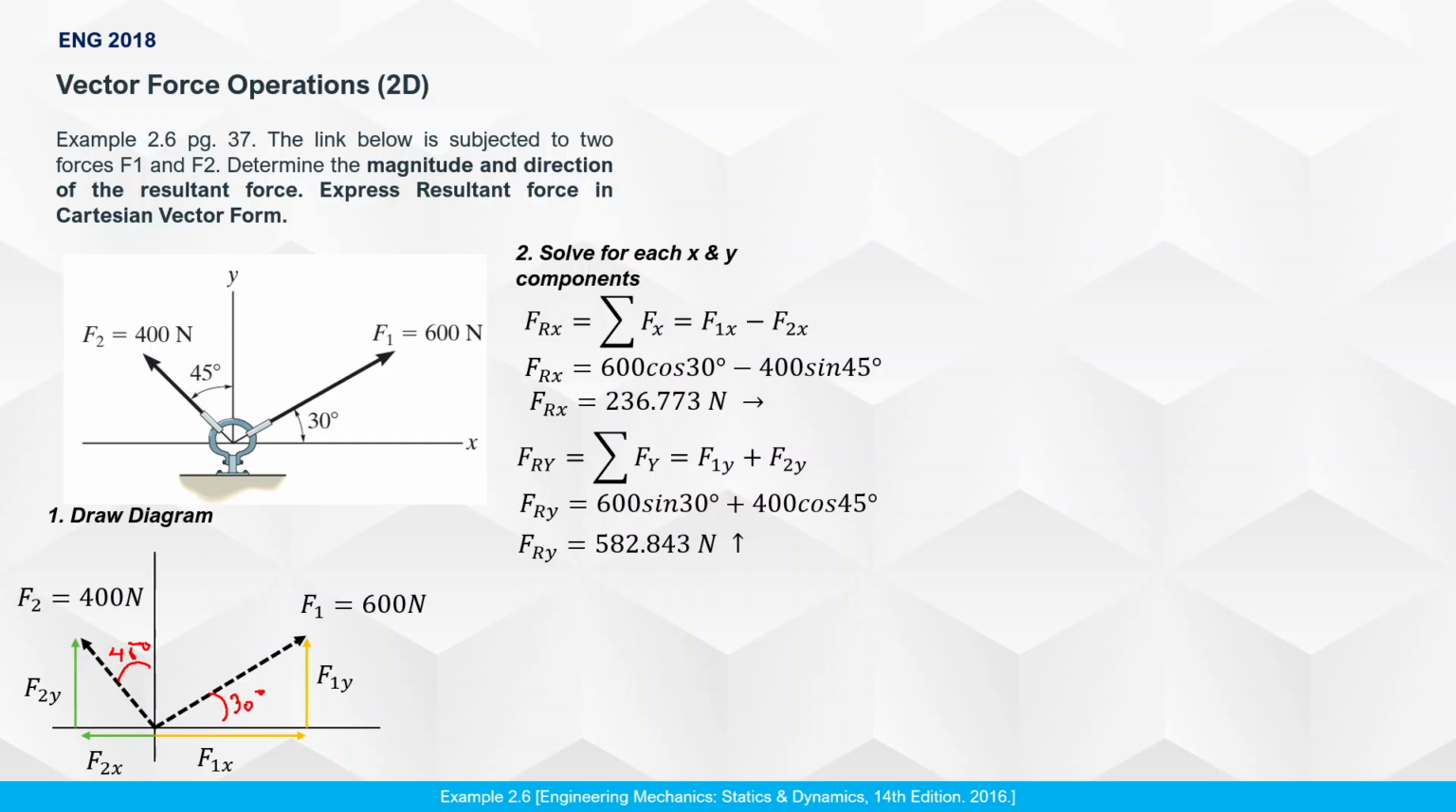Yeah, 400 cosine 40 degrees. And when you add them together, you would get 582.843 newtons. So since pataas siya, that will be positive.